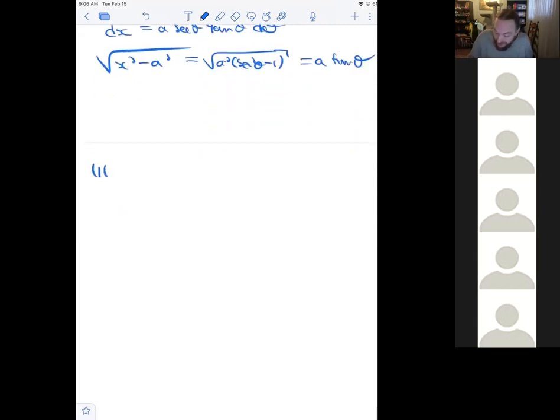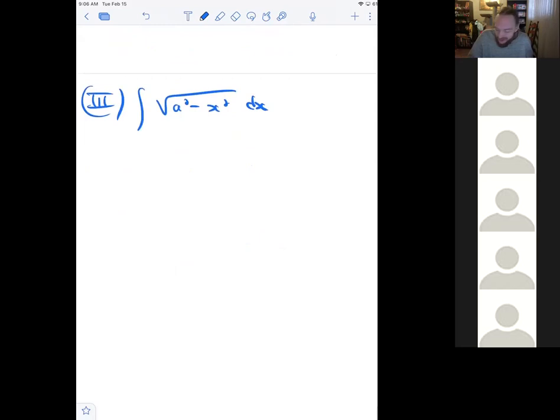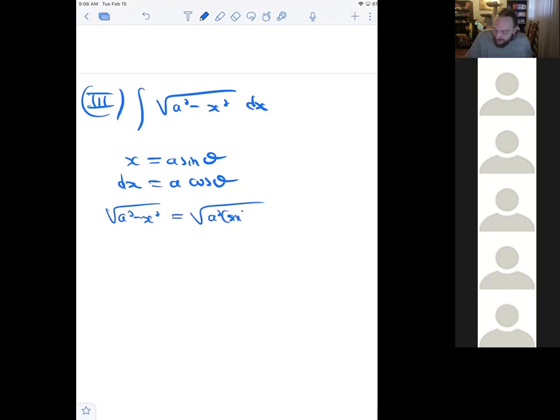And in the third case, we have the integral of the square root of a squared minus x squared dx. If it's minus, I'm going to use substitution sine. You can use either one, but the derivative of sine is cos, there's no negative. So x is a sine theta, then dx is a cos theta, and the square root of a squared minus x squared is equal to the square root of a squared times one minus sine squared, which I put cos in there, and I get a cos theta. No more square root. So this is the idea of trigonometric substitution.